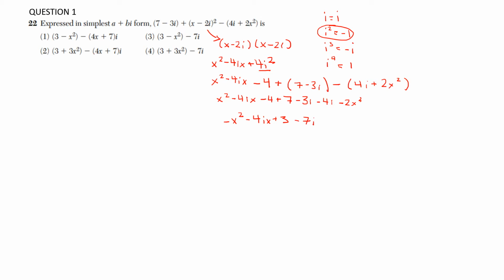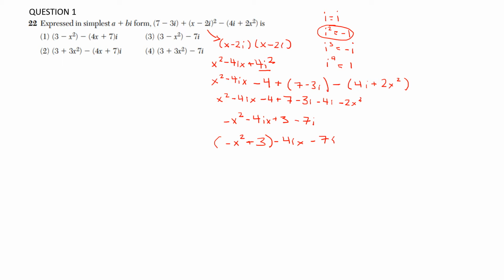And then now let's just reorganize this so that we can group the i's together on one side, so that we have that a plus bi. So it looks like we can group this ix and this i together. We have negative x squared plus 3 on this side. We can do negative 4ix minus 7i. Now in this case, we can just group these together. It looks like the answers look like that right up there.